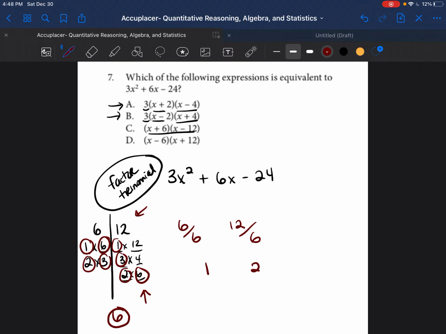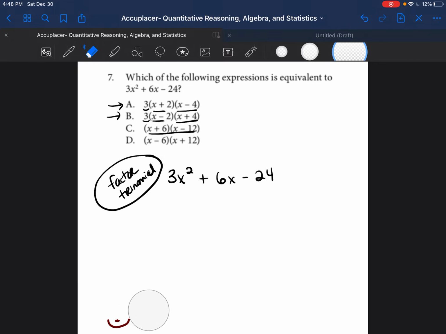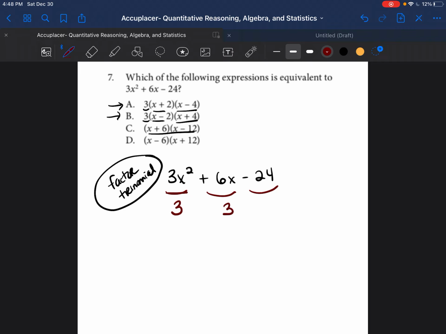We're going to do the same concept when it comes to this trinomial. We're going to look at each one of these pieces, and we're going to say, what is the greatest common factor? What is the greatest number or value that can go into each one of them? Well, this can be divided by 3. This can be divided by 3. And negative 24 can be divided by 3. So 3 is the greatest common factor.